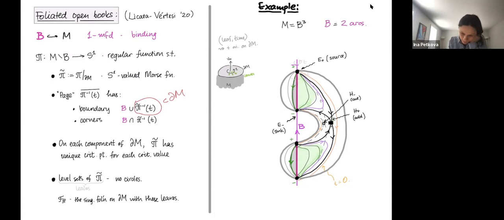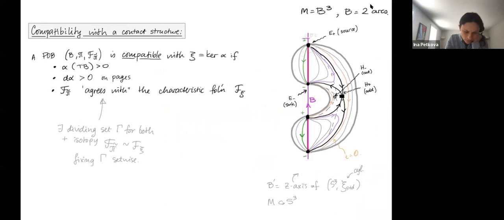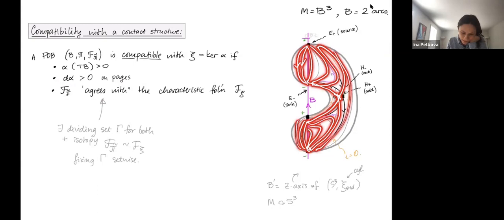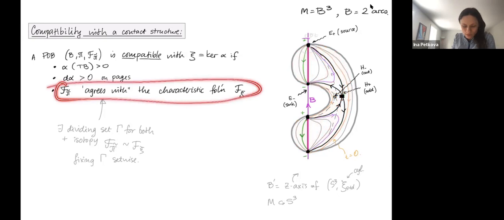Okay, so what does it mean to be compatible with your contact structure? Same as usual. Alpha is positive on the binding, and alpha is positive on the pages. And now we said that the time induces a foliation on the boundary. So here on this ball, the foliation looks like what I'm highlighting right now. A singular foliation you get there, induced by the time, by intersecting the boundary of M with the pages. We're going to want that to agree with the characteristic foliation induced by the contact structure.